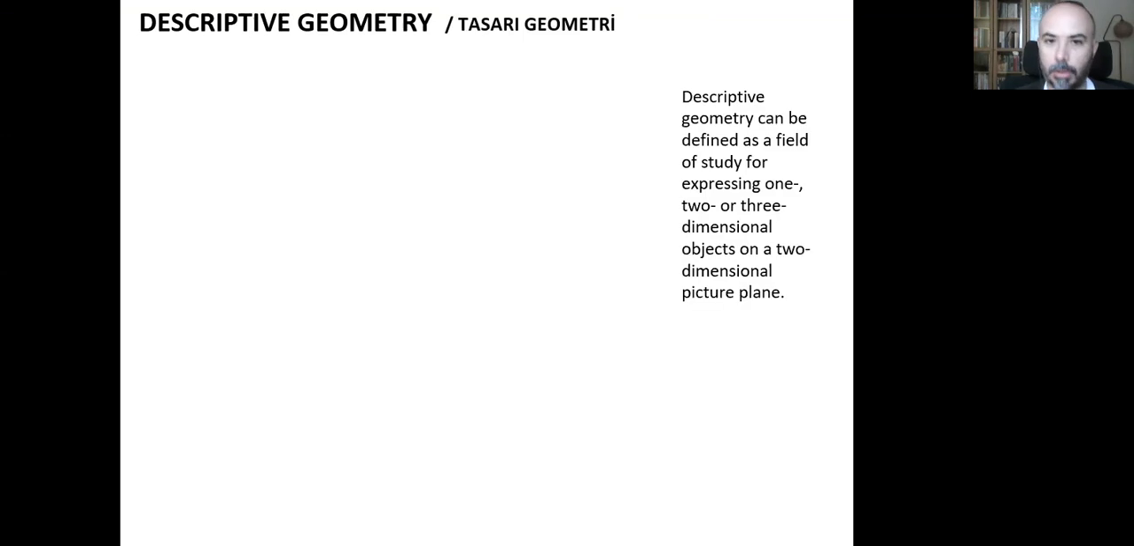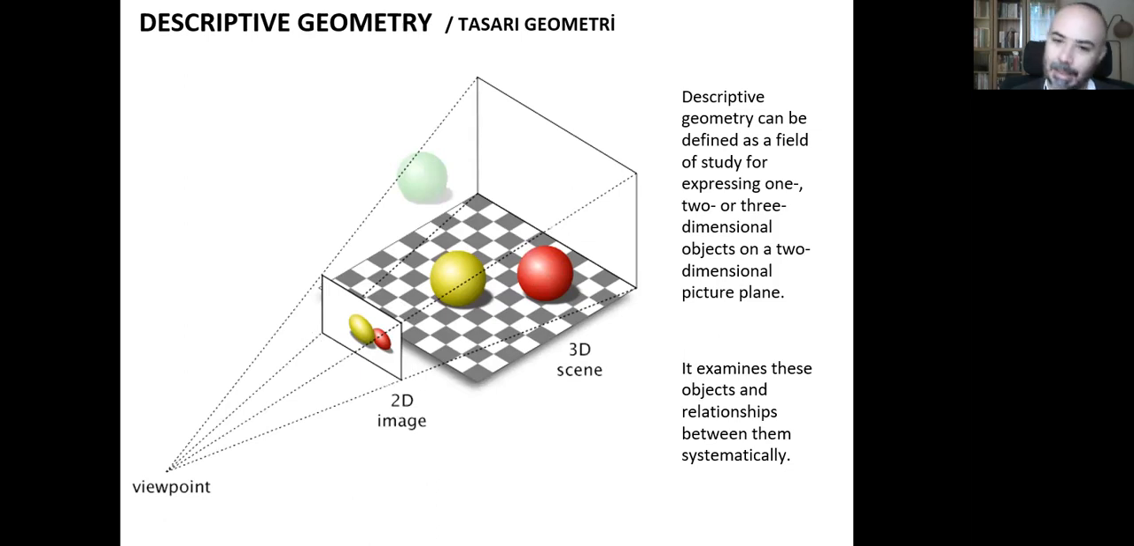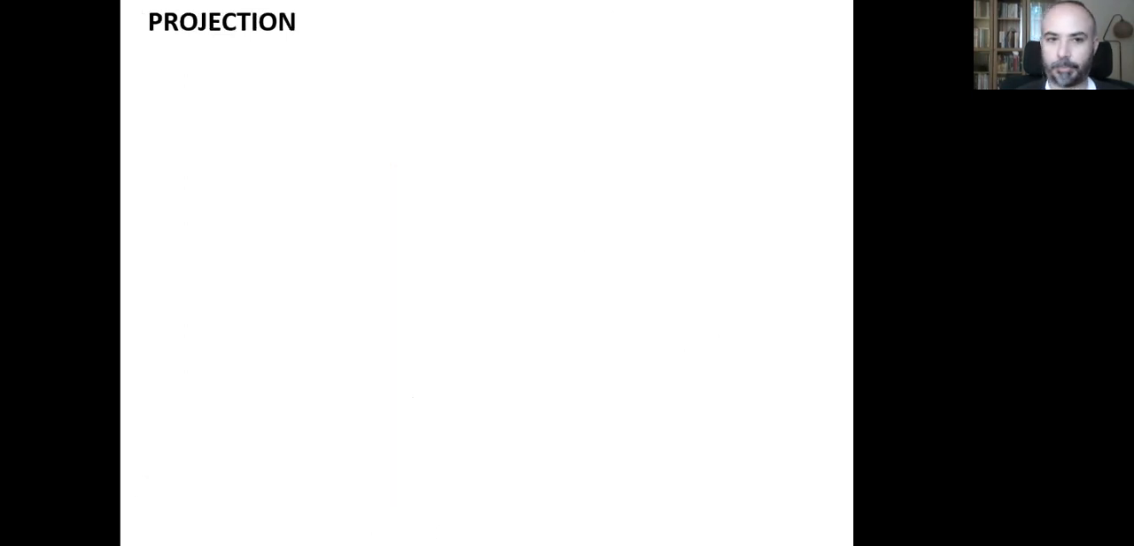Let's start with the definition of descriptive geometry. In Turkish, we call it tasarı geometry. We can say that descriptive geometry can be defined as a field of study for expressing 1, 2, or 3-dimensional objects on a 2-dimensional picture plane. Also, this study examines the objects and their relations between them in a systematic way.